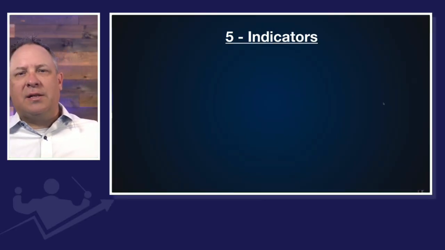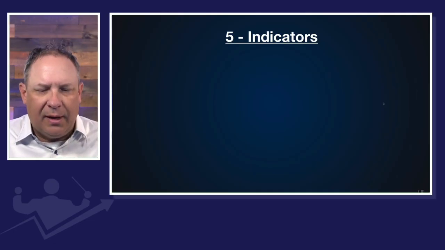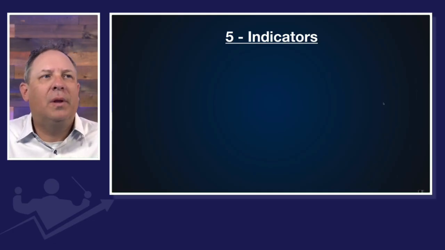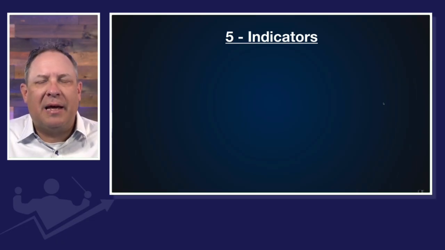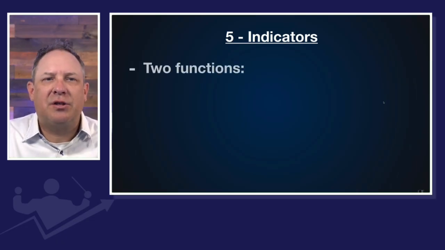The fifth discipline is your indicators. Now, indicators are a lot like strategy. It's kind of like crack to people. People just love indicators. Love, love, love them. Always want another indicator. Indicators do not drive the trade. They're not the most important piece of analysis. There are 2 functions that indicators serve.